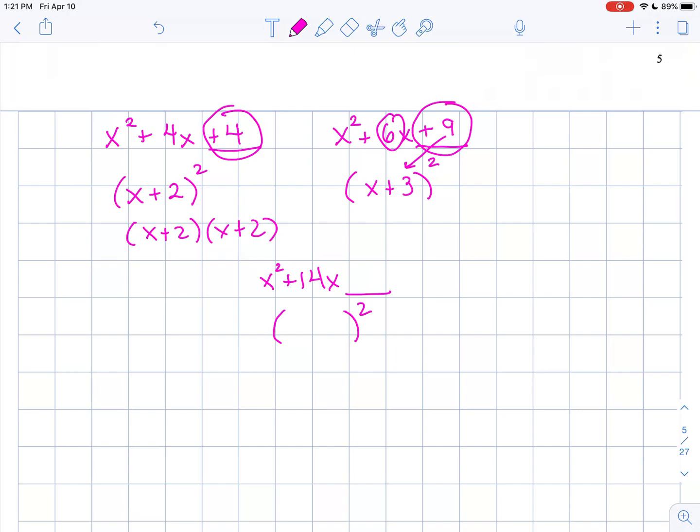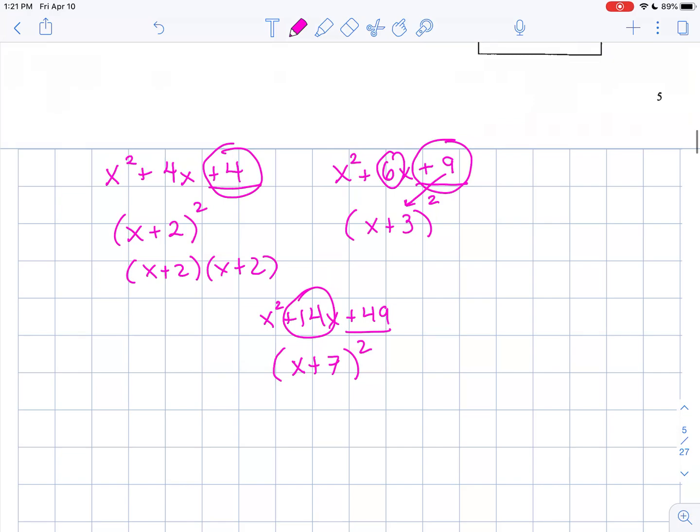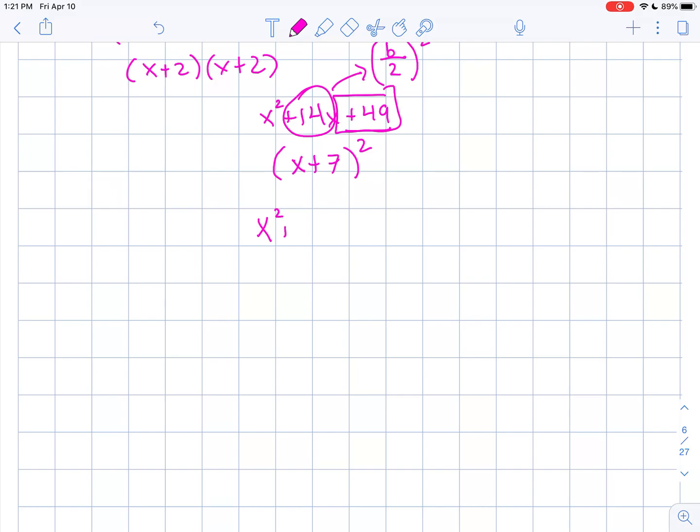So go ahead and hit pause. What number would I add here so that I can complete the square? Hopefully you said 49. If I take half of 14 and square it, I get 49. In completing the square, we can use the pattern: to come up with the c value that I would add, I take half of b and I square it. So half of 14 is 7, and 7 squared is that 49 value.